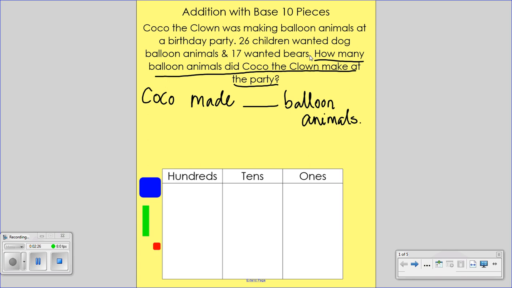We read the problem. Step 1. Step 2, we know the unit. Yes? Go ahead and write the answer sentence down in your agenda, or in your notebook. You don't have to copy the whole problem, but we do want our answer sentence so we know what in the world we're doing.